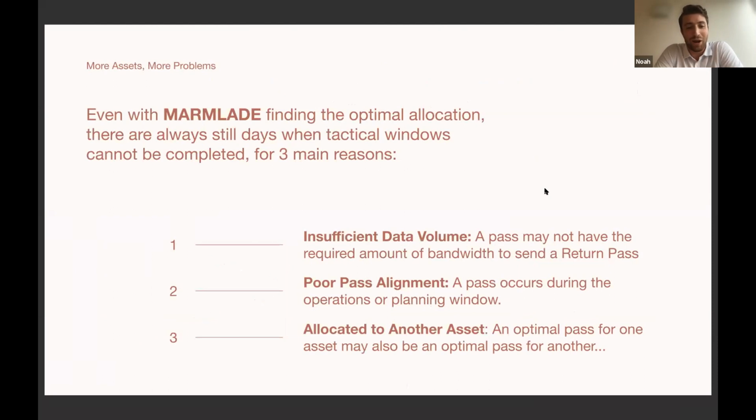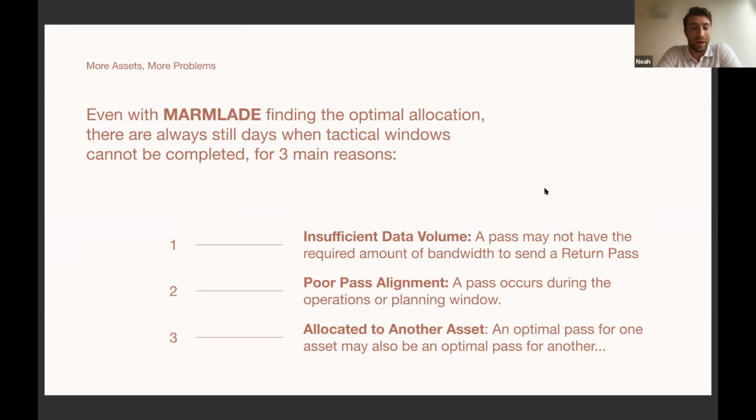But of course, with more assets, we have more problems. Even with MARMLADE doing what it does really well in finding the optimal allocation, there are always still days when tactical windows can't be completed. And these, as we discovered, fall into 3 main buckets. The first is insufficient data volume. A pass just might not have the required bandwidth to send data. And this is a particularly big problem with the return passes, where there's a larger data requirement.